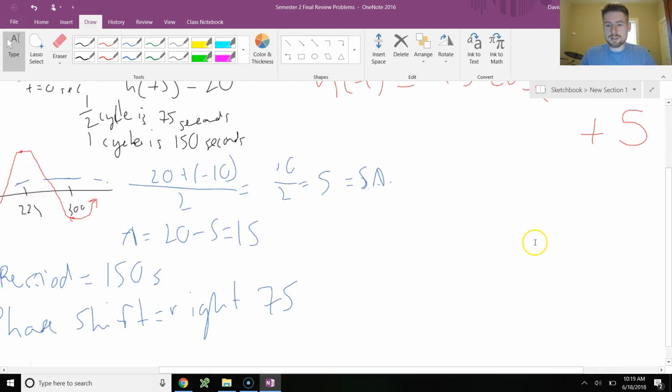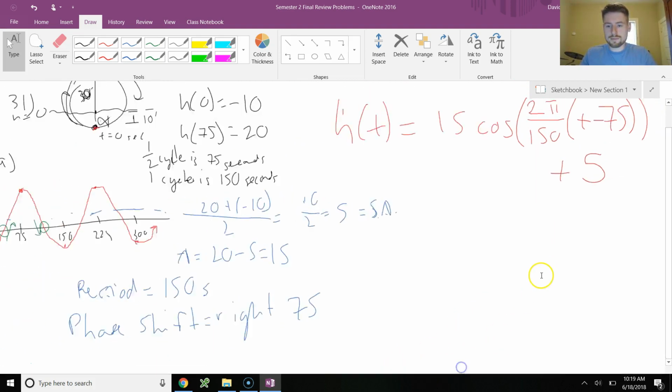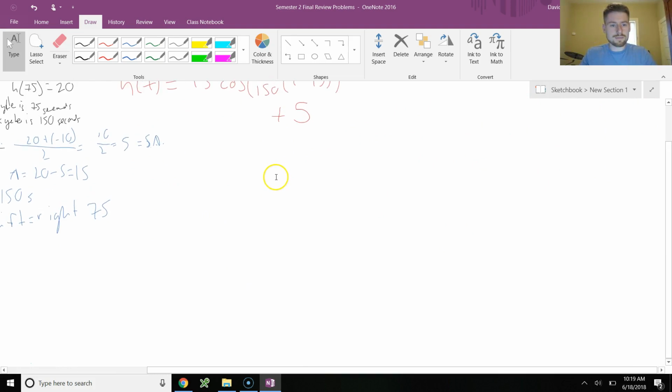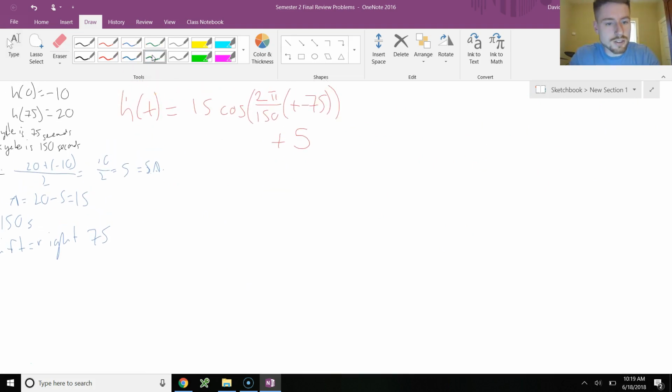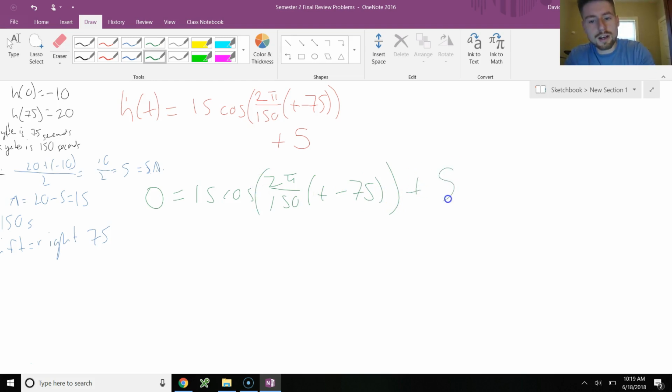I'm kind of running out of space, so we'll do it over here. Okay. So here's my h equation. We've got 0 equals 15 cosine of 2 pi over 150 times t minus 75, plus 5. Subtracting 5 from both sides, we get negative 5 equals 15 cosine of 2 pi over 150 times t minus 75.